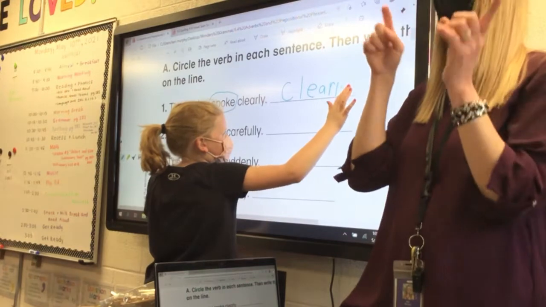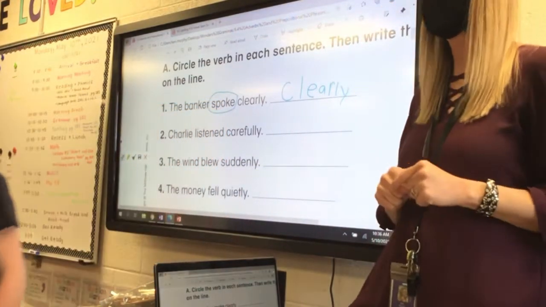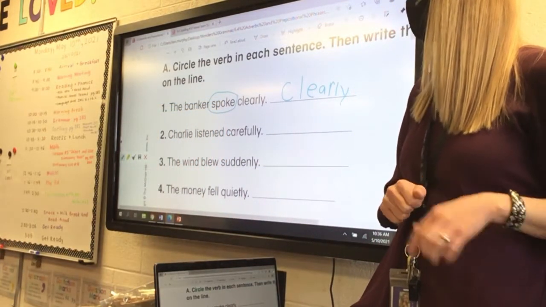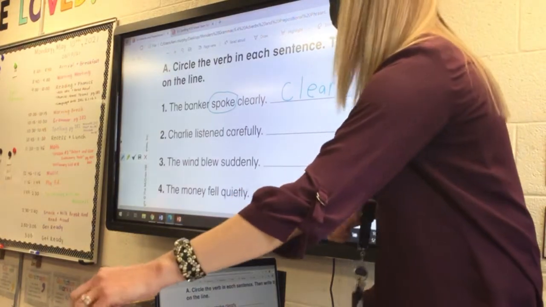And just remember the adverb is, most of the time, after the verb. All right, number 2.